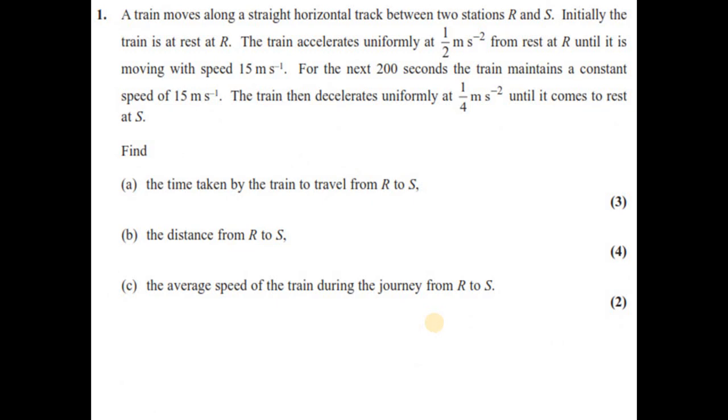A train moves along a horizontal track between two stations R and S. Initially, the train is at rest at R. The train accelerates uniformly at half meter per second square from rest at R until it is moving with the speed of 15 meter per second. For the next 200 seconds, the train maintains a constant speed of 15 meter per second. The train then decelerates uniformly at 1/4 meter per second square until it comes to rest at S. Find the time taken by the train to travel from R to S and the distance from R to S and the average speed of the train during the whole journey from R to S.